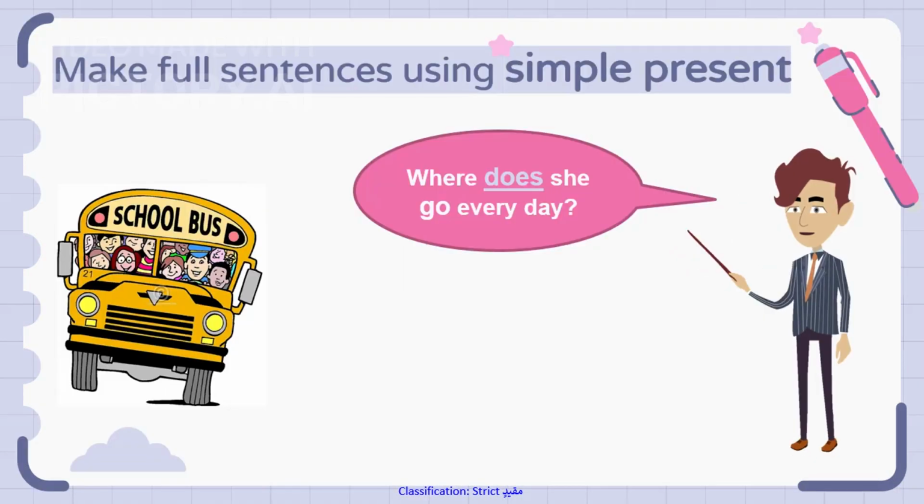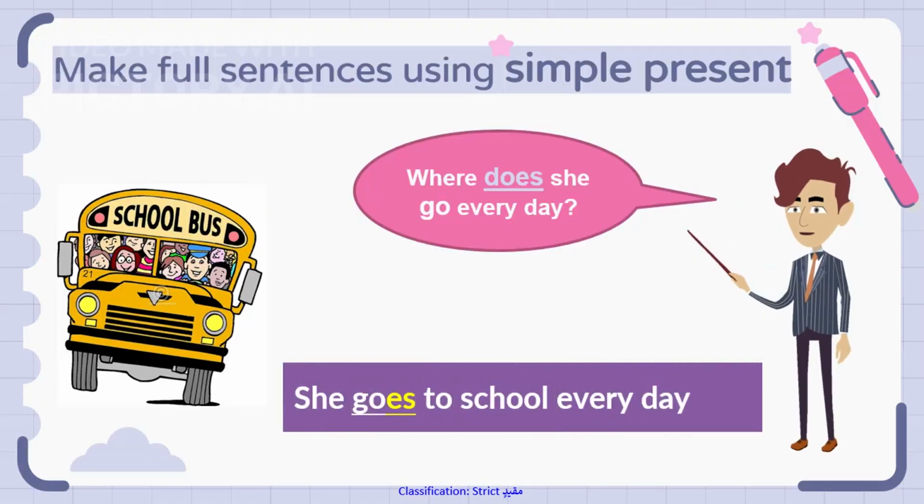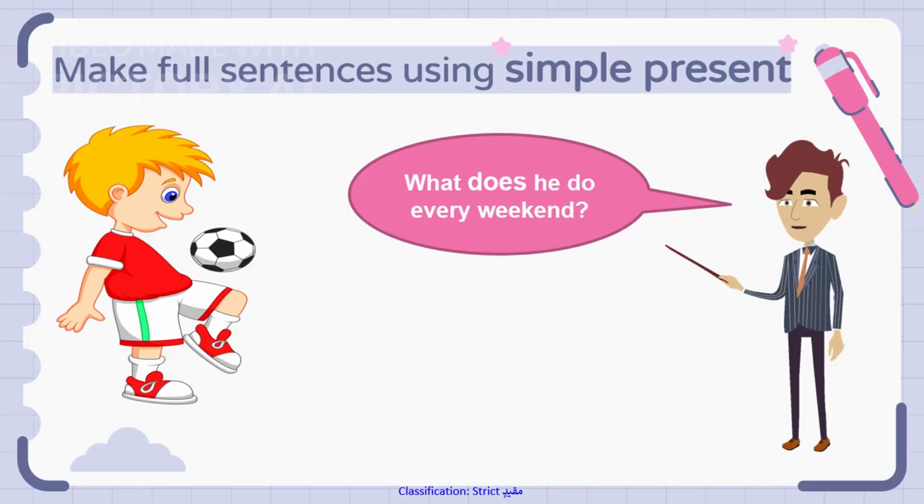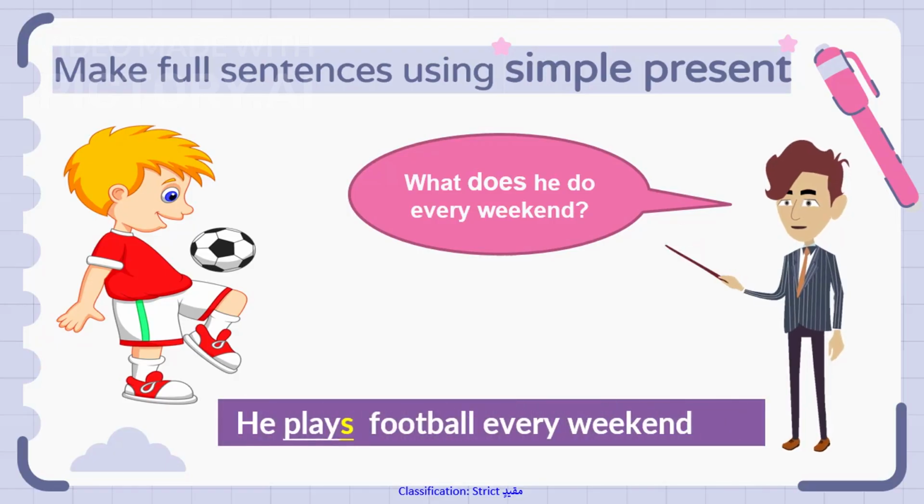Let's practice forming sentences using the simple present. For example, where does she go every day becomes, she goes to school every day. This exercise helps reinforce our understanding of the tense. Continuing our practice, what does he do every weekend becomes, he plays football every weekend. These exercises are designed to help you master the simple present tense in everyday conversation.